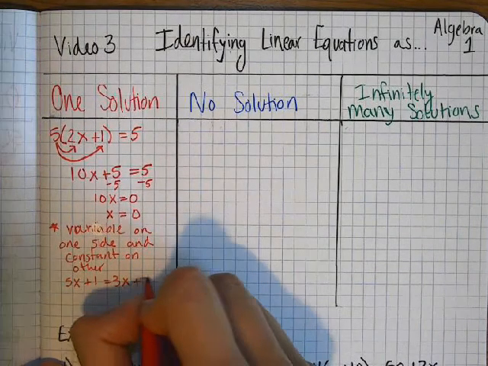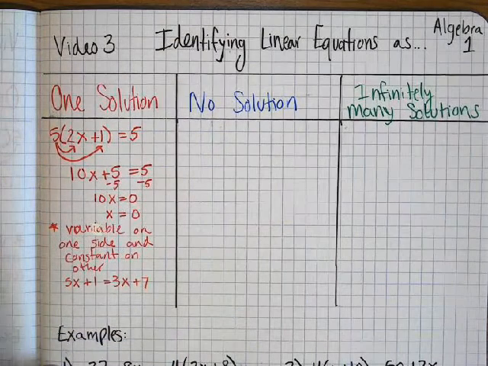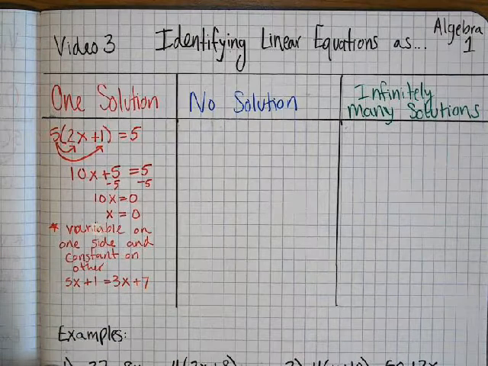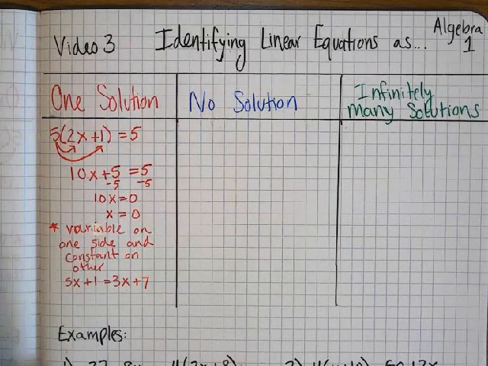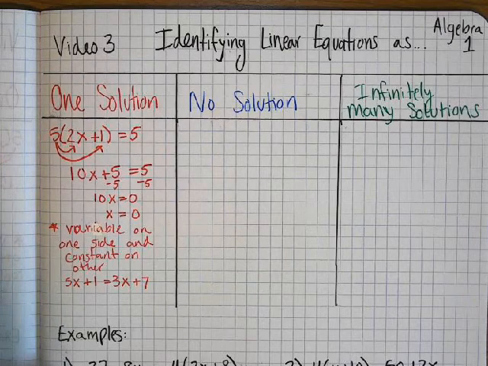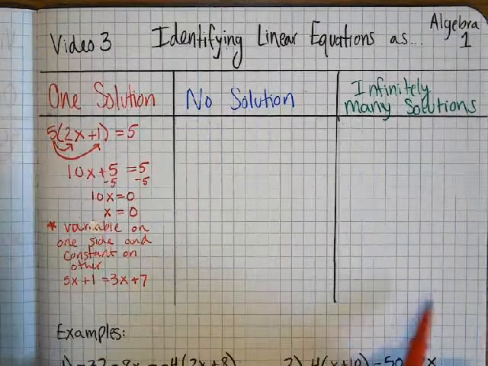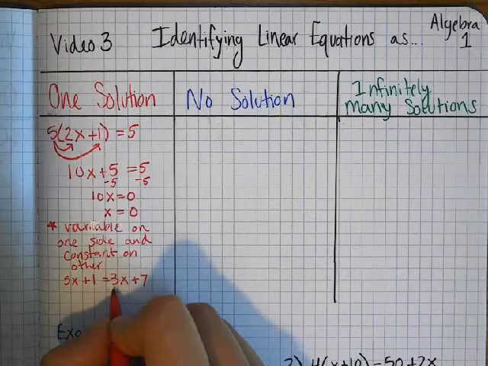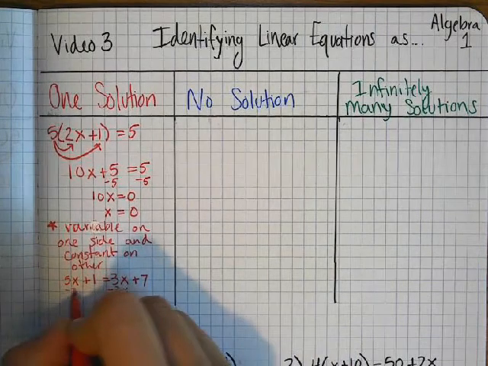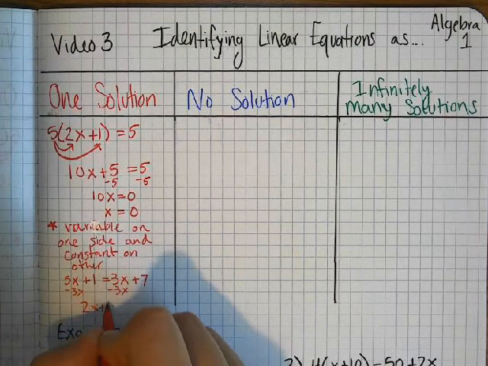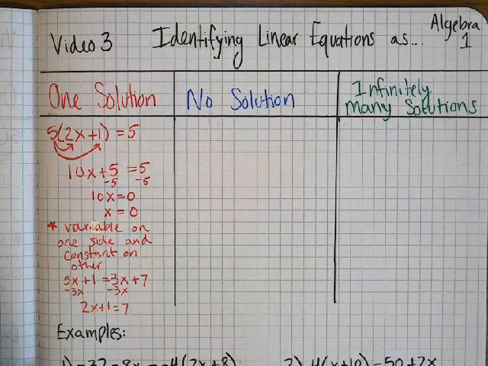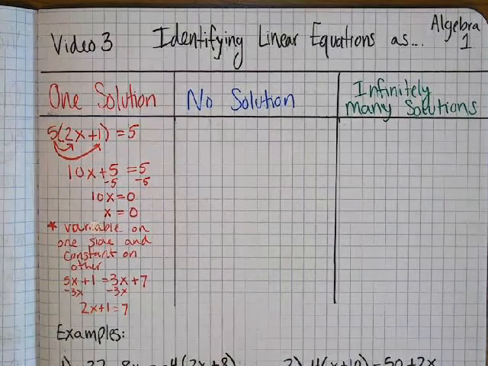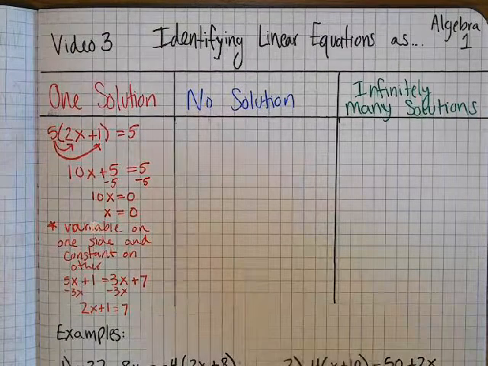Now when we start off, we don't see a variable on one side and a constant on the other, but we need to simplify first, okay? Combine like terms and solve, okay? And that's how we can figure out if it's one solution. If we were to get stuck, then maybe it would be one of these other two, okay? But I could subtract my 3x on both sides, and I'd have 2x plus 1 equaling 7, and from there we can find out that, yes, we will have one solution.